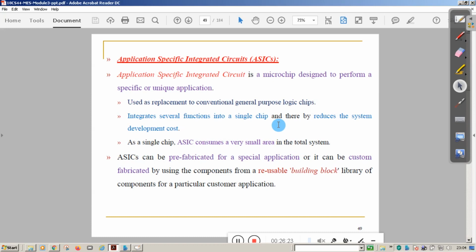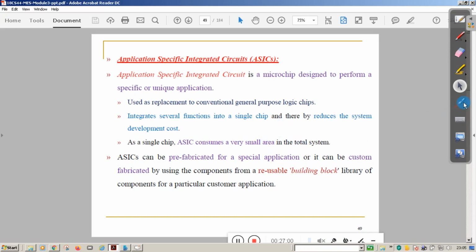Now we will move to the next component, that is the application specific integrated circuit. As I told earlier, application specific integrated circuits are meant for a particular purpose. This chip is designed for a particular application. One thing you need to remember is that these application specific integrated circuits are proprietary. This is designed for a particular application and cannot be sold in the open market.